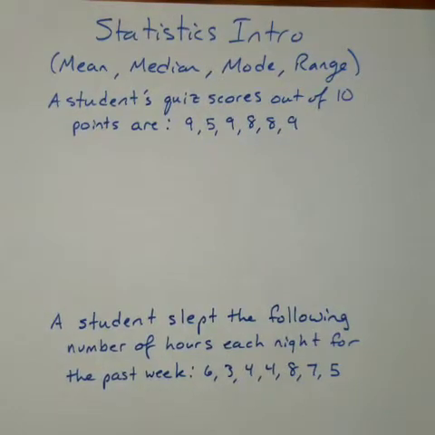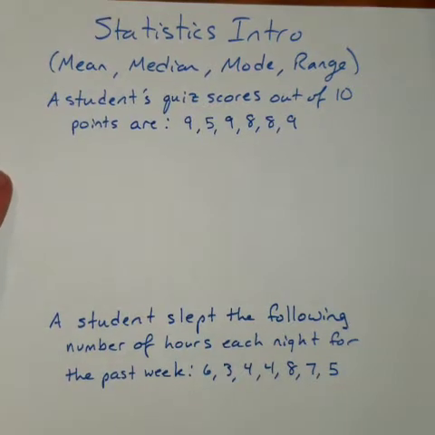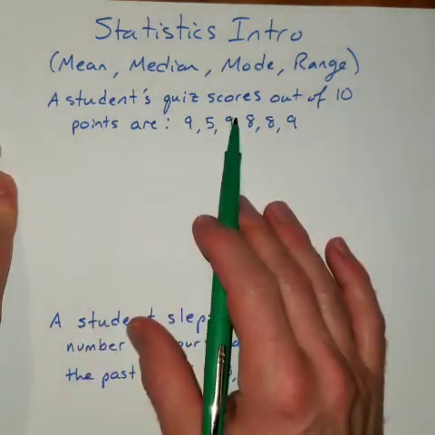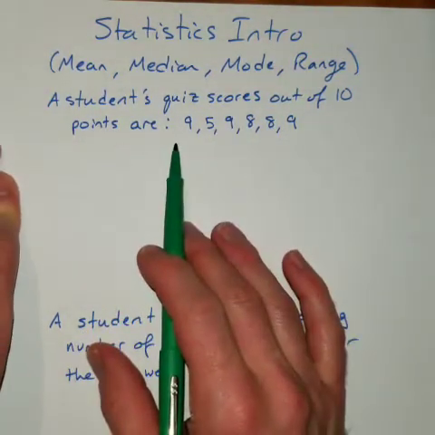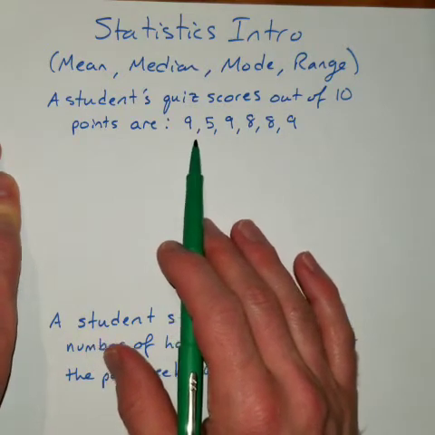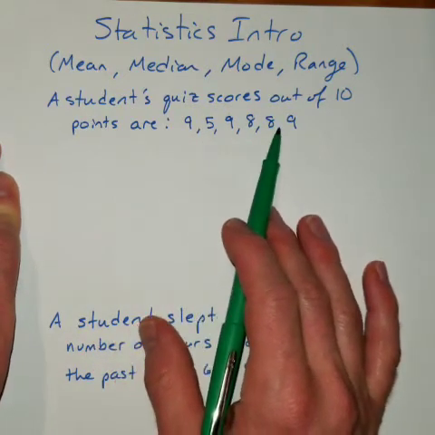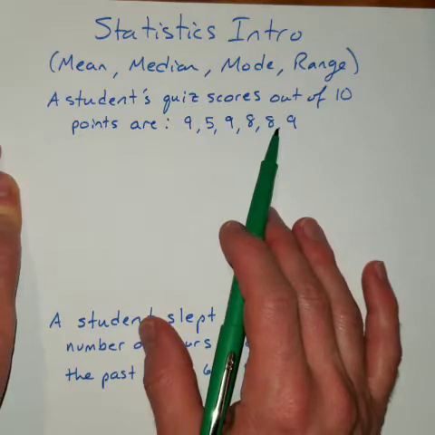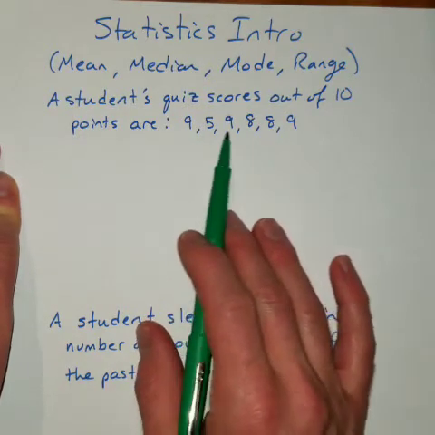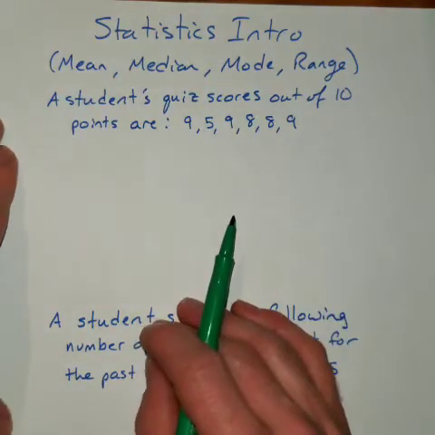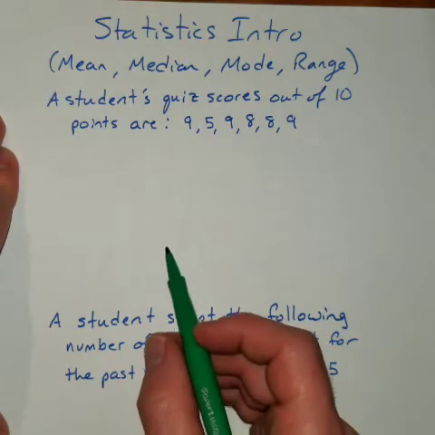Alright, so let's look at some specific examples of mean, median, mode and range based on a couple of sets of data. This first one, you have a student's quiz scores out of 10 points. A teacher must have given 6 different quizzes, all out of 10 points, and these are the scores that the student earned.